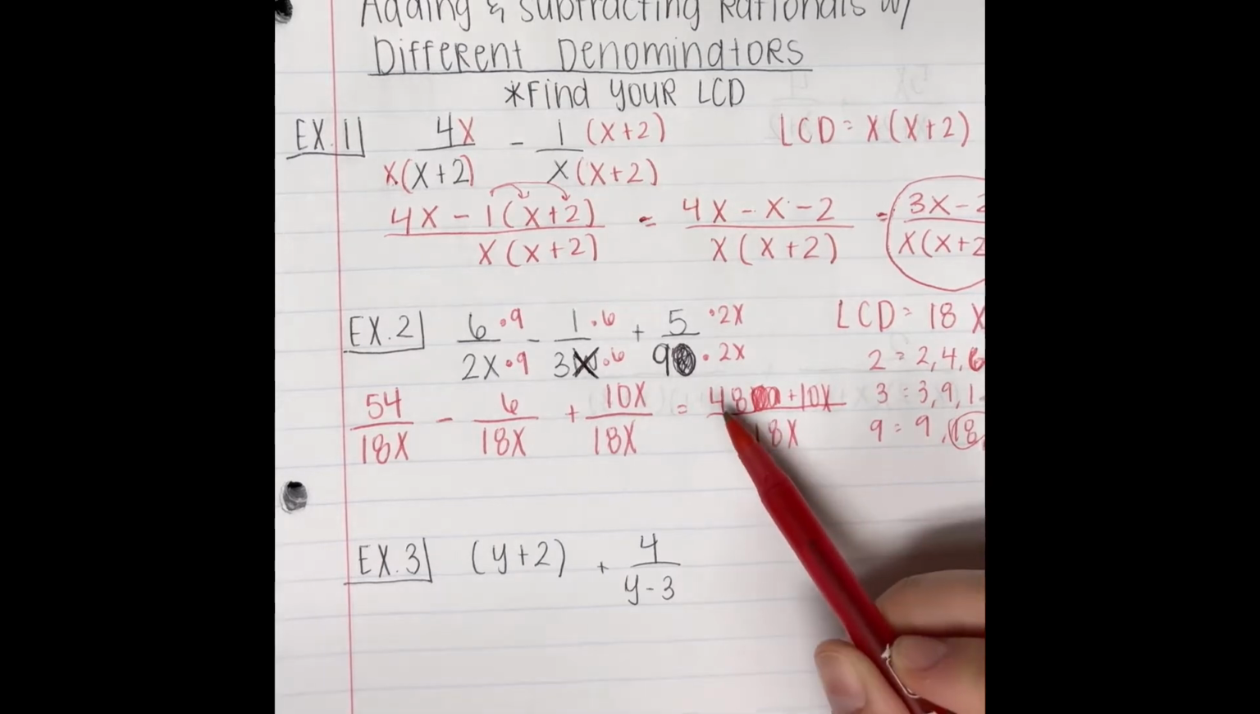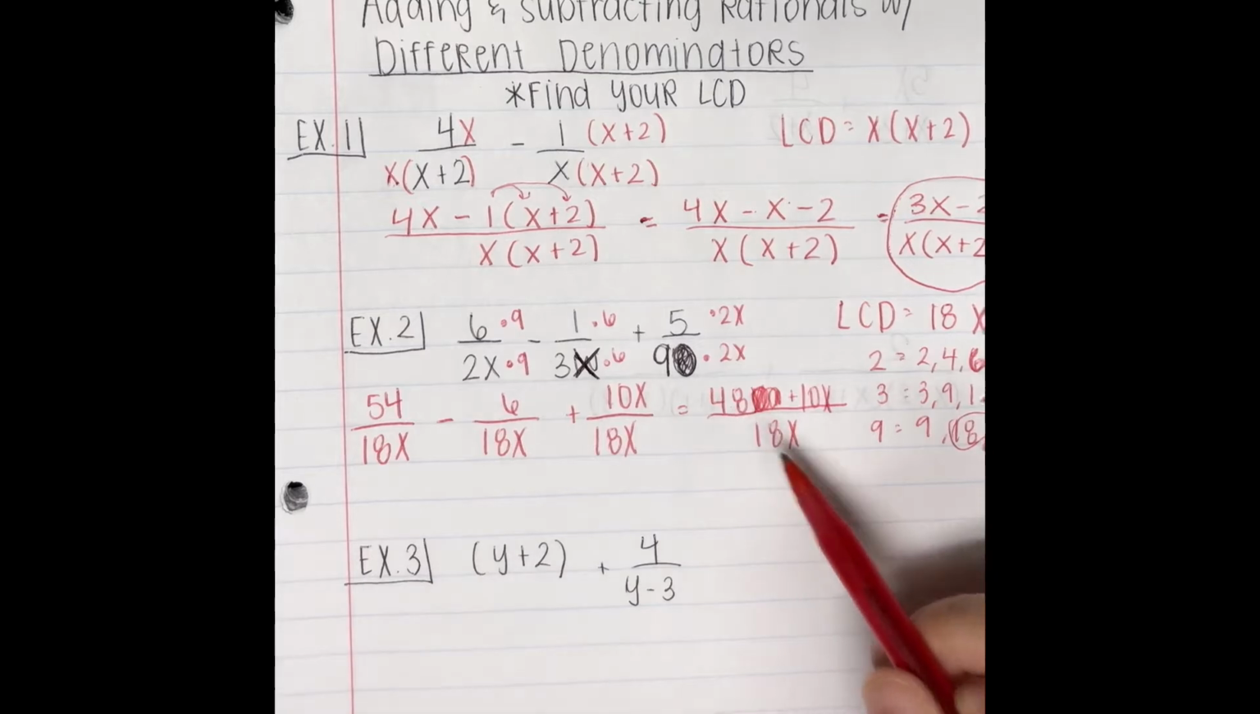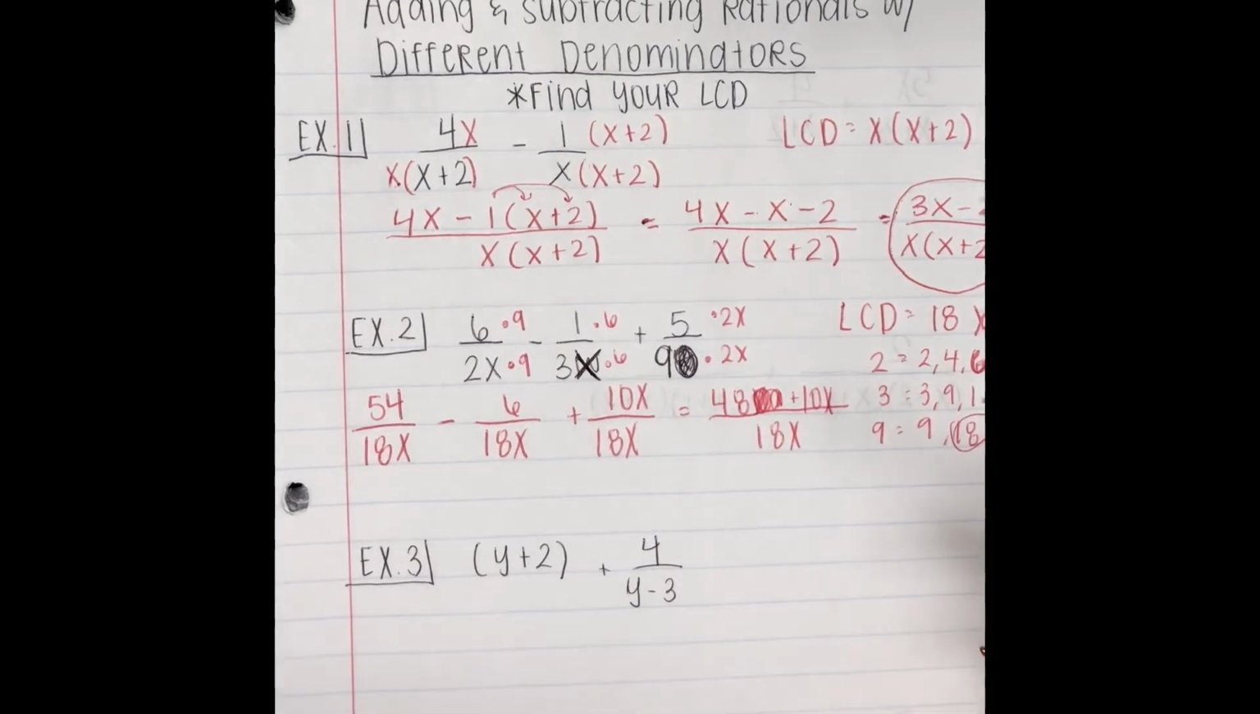What I'm gonna notice is that all of these are even numbers, which means they can all be divided by 2, right? Or have a 2 factored out.